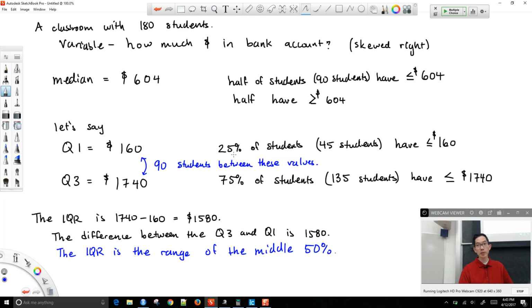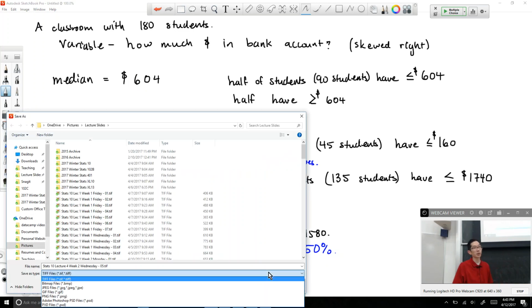So using the same idea here, if I say, how many students have between 604 and 1740? The difference there would be 135 minus 90, or basically 1/4 of my data, and that would be 45 students. So I would have 45 students between 604 and 1740. So basically 25% between the median and Q3, and likewise you would have 25% between Q1 and the median.